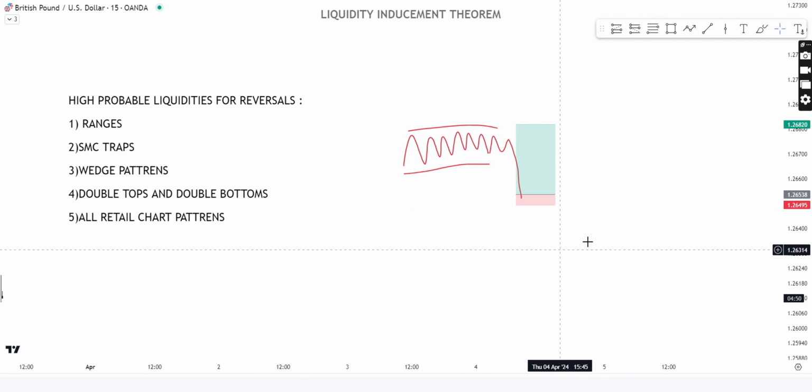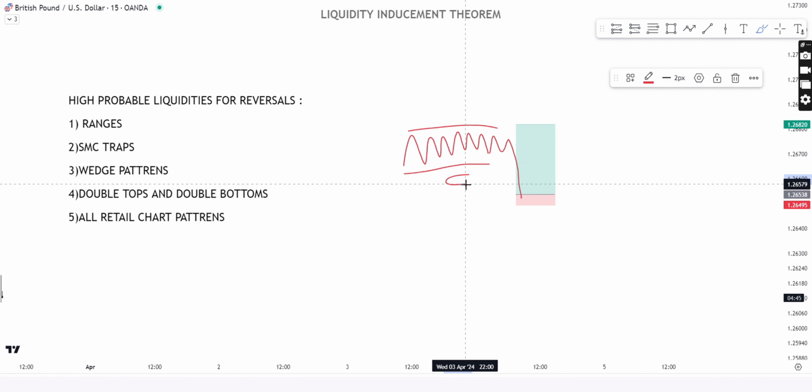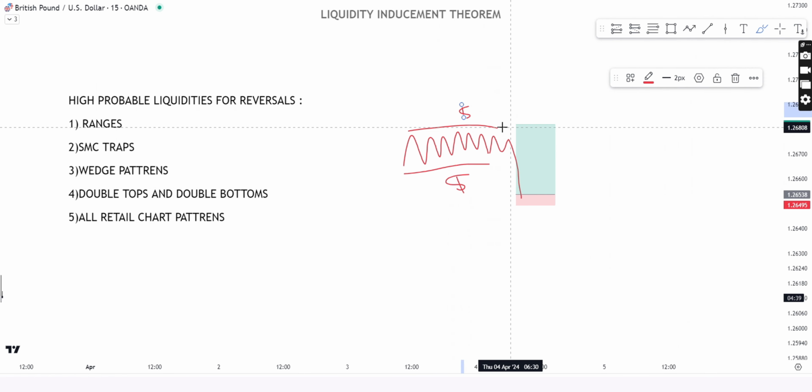This is the market mechanics. This is how the algorithm moves the price. Liquidity is the key. Other than anything, it's a waste of your time. Liquidity is the key. Keep it simple. So we entered here and we target this liquidity.